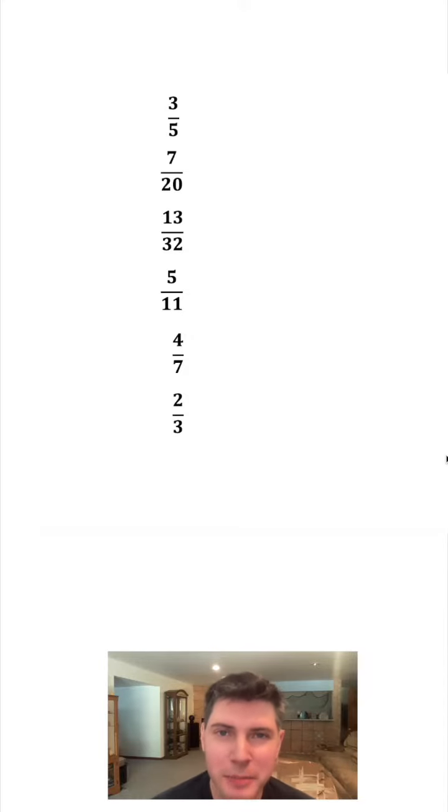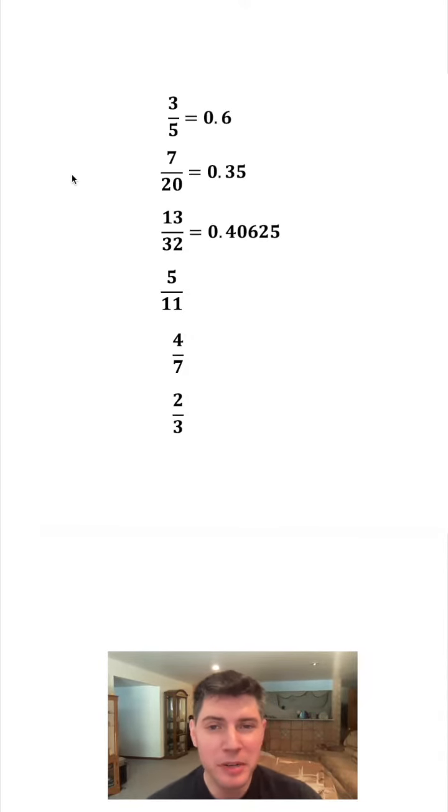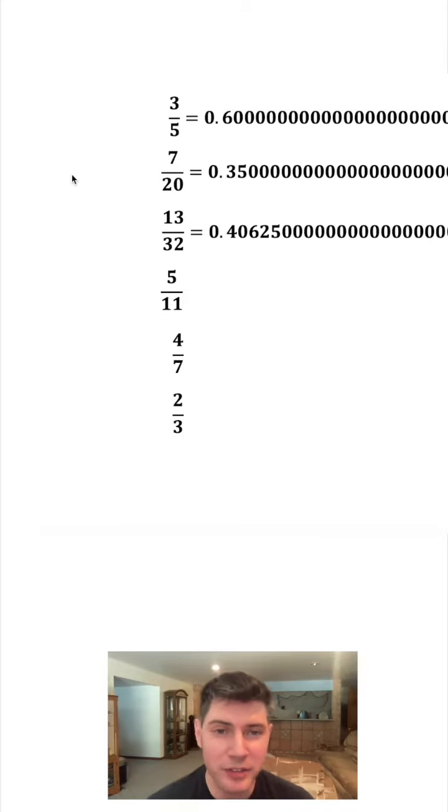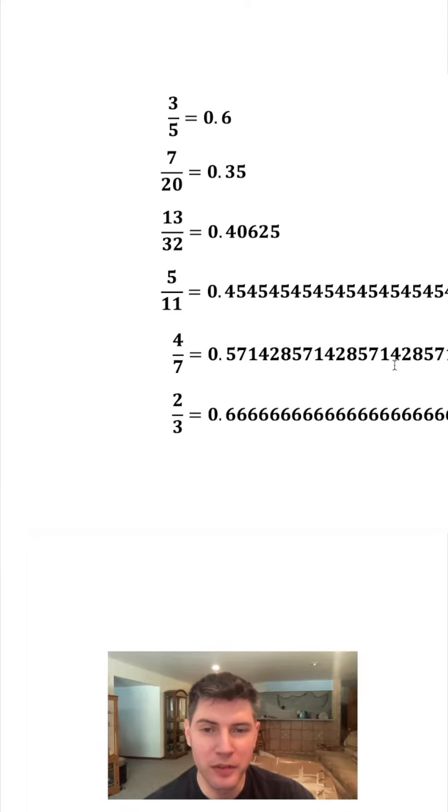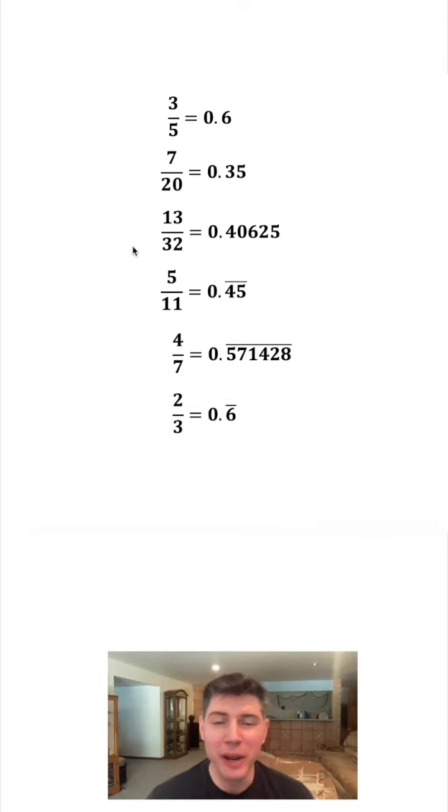Every single fraction can be expressed as a decimal that either terminates or repeats. These top three terminate, and what that means is that after that point, it's just going to be zeros forever. And these bottom three will repeat forever. This 45 bar is just 4 5 4 5 4 5 forever, and so on for these other two. Is there a pattern or a way to identify which ones will terminate and which ones will repeat?